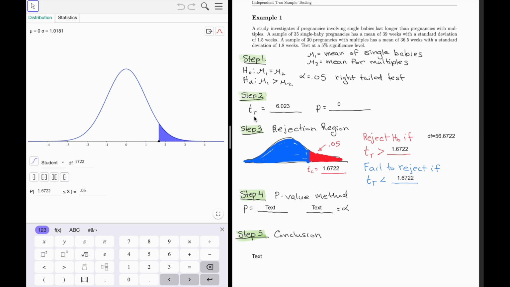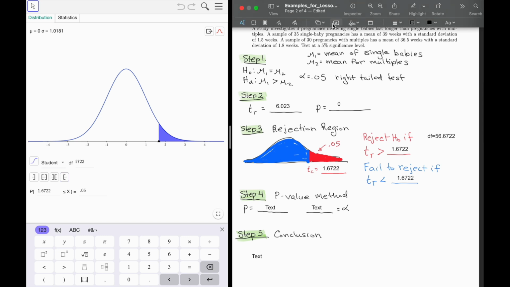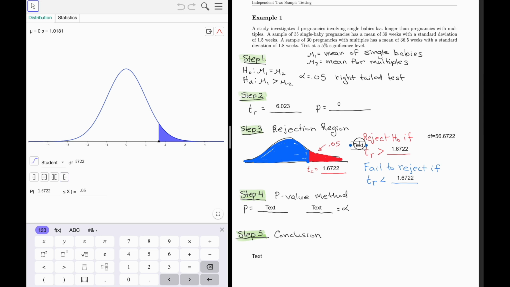So now if I look at my test statistic to see where it falls, 6.023 is certainly greater than 1.6722, so it falls in that rejection region. So for step 3, we're going to reject H0.